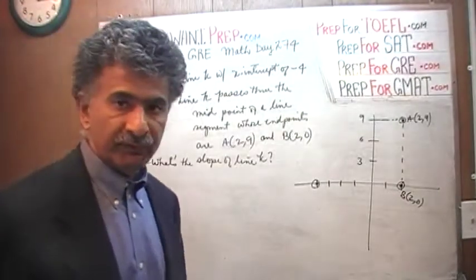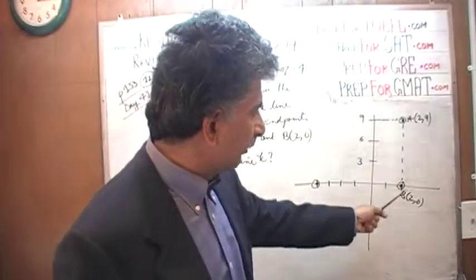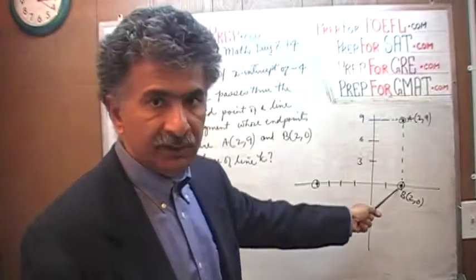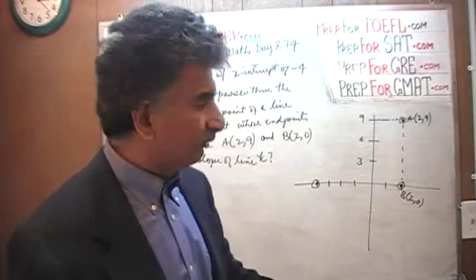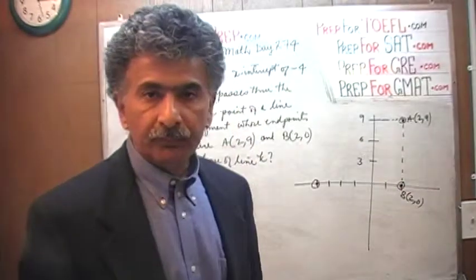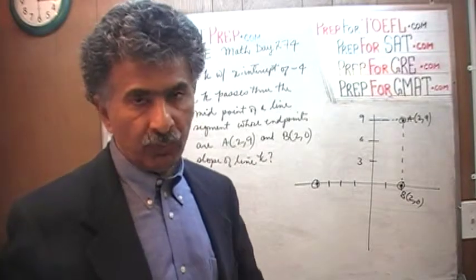Well, very straightforward, very simple. We don't have to worry about the x coordinate because this is 2 and this is 2, which means that the line segment AB is actually parallel to the y-axis. We just have to figure out what the midpoint is going to be if it goes from 0 to 9. Well, the midpoint from 0 to 9 is 4.5.